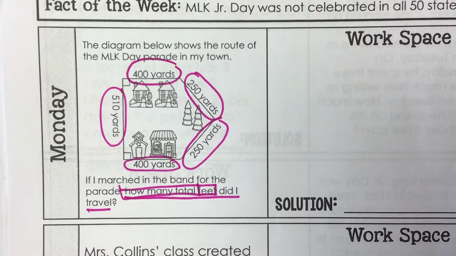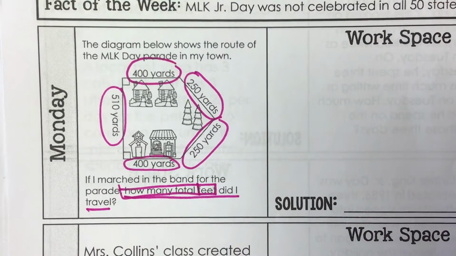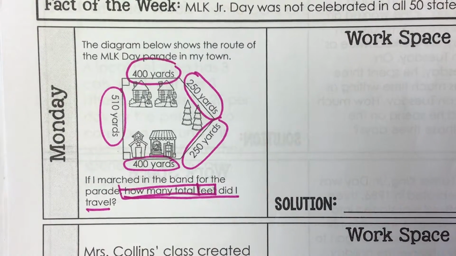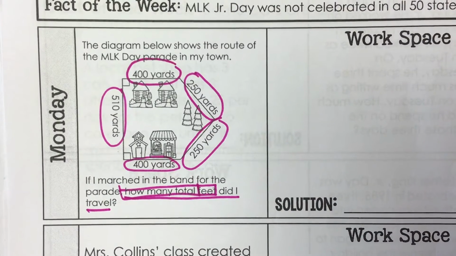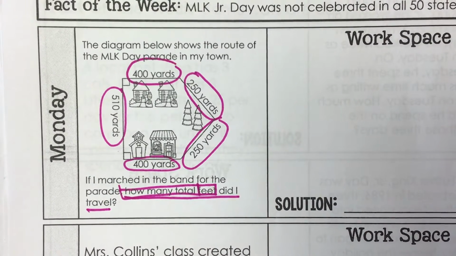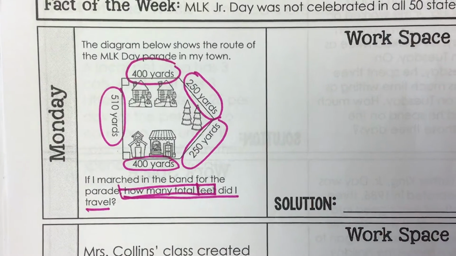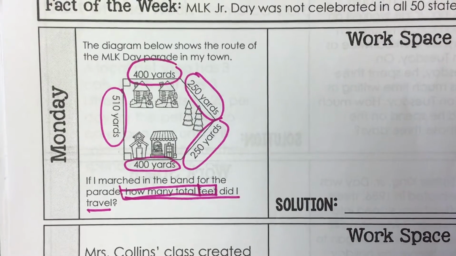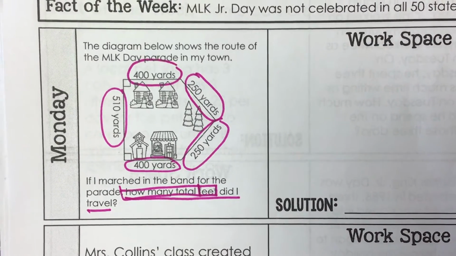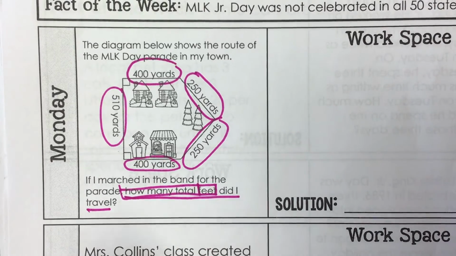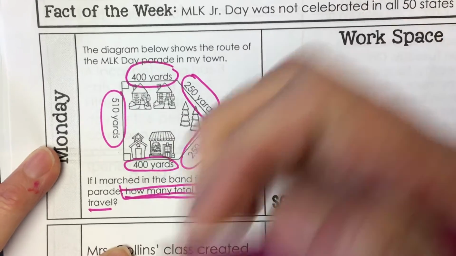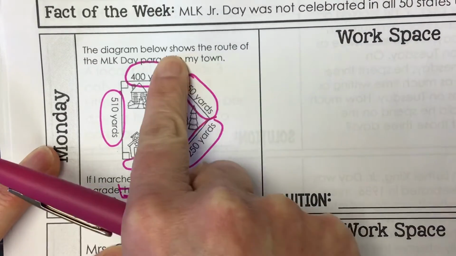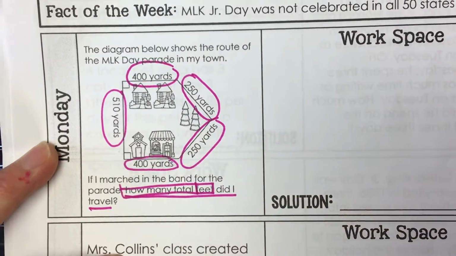Now, to solve this problem, do I need to know the area of that pentagon or the perimeter of that pentagon? The perimeter. How do you know we're looking for perimeter and not area, Mason? Because it says the diagram below shows the route of the. Yeah, it's a route. They didn't march all on the inside, right? They only marched around this outside, this route or path around the town.